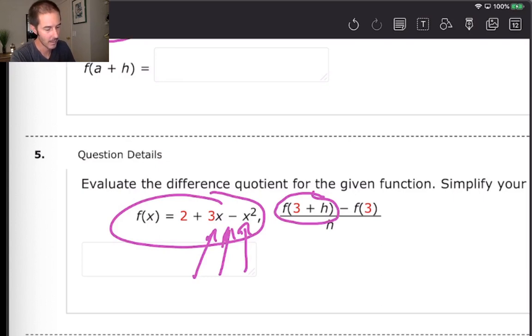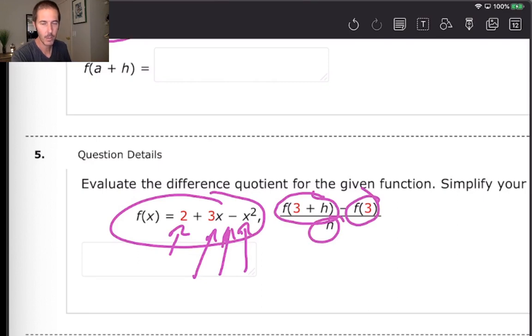And then lastly, this 2 is going to come into the picture, and that'll get combined into whatever you've got. And that's just f of 3 plus h. Then you have to subtract whatever f of 3 is, so figure out what that is separately. And then you've got this h down here in the denominator.